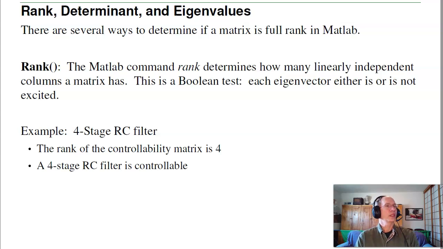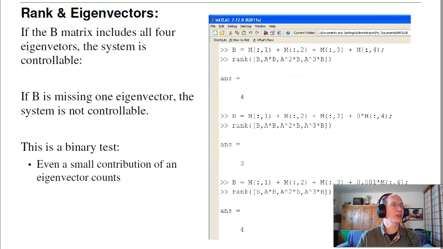So there's a couple ways to determine if a matrix is full rank in MATLAB. One is the command rank. This is a built-in function in MATLAB. Just say what is the rank of A, or rank of some matrix. It'll tell you how many linearly independent columns there are. If I have a fourth order system and the controllability matrix has a rank of 4, it's controllable. Again, this is a Boolean test. It either is or it isn't.